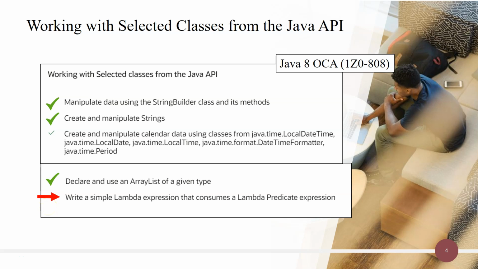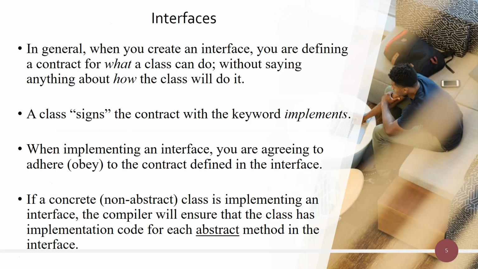Now I want to have a look at writing a simple lambda expression that consumes a lambda predicate expression. This is coming from the Java 8 OCA 1Z0-808 topics. We need to revise first of all our interfaces before we get to that.